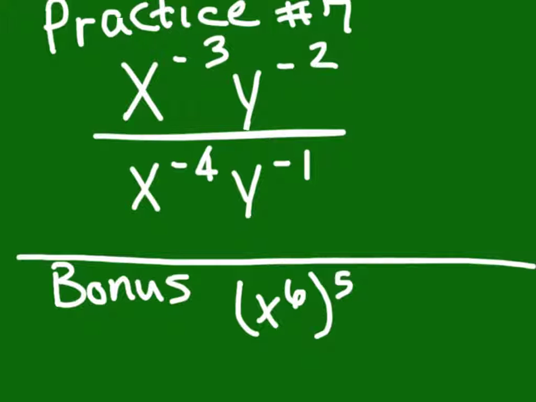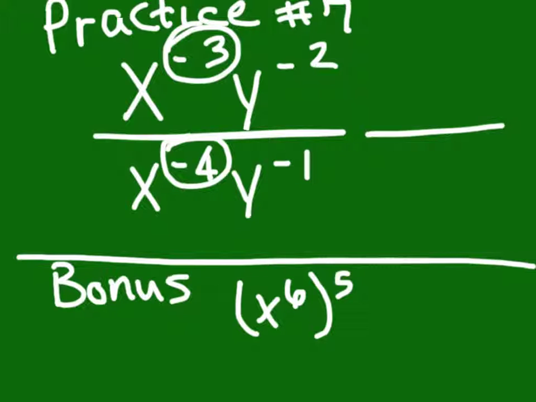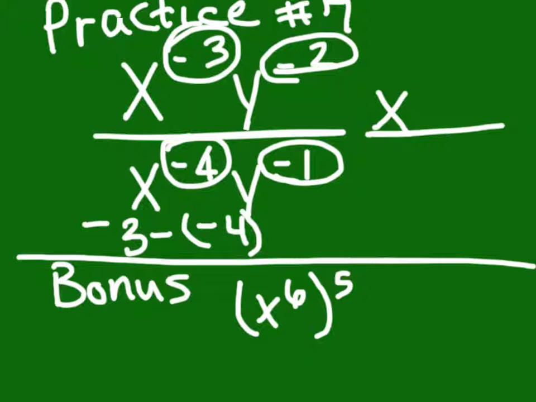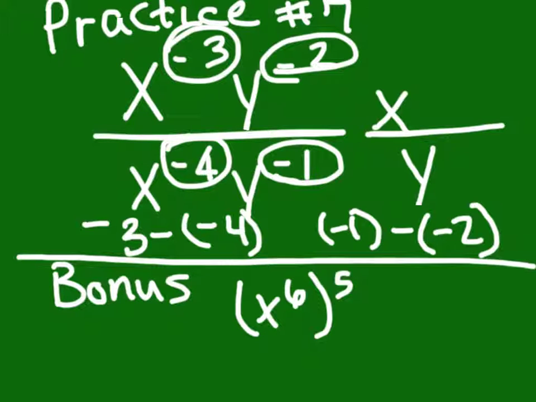That one should have been x to the 30th. Okay. So we have x to the -3, y to the -2 over x to the -4, y to the -1. We have -3 on top and -4 on bottom. So we said that -3 was bigger than -4. So what's -3 minus -4? 1. So we just leave x alone. Now we have y to the -2 and y to the -1. We said that -1 was bigger than -2, so the y stays there. And what's -1 minus -2? 1. So your final answer would just be x over y.